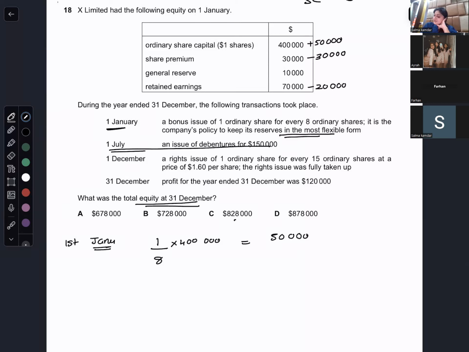Then issue of debentures. But debentures won't come in. This does not come in the statement of profit. Okay, fine. Then 1st December.